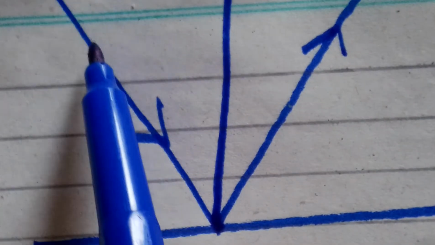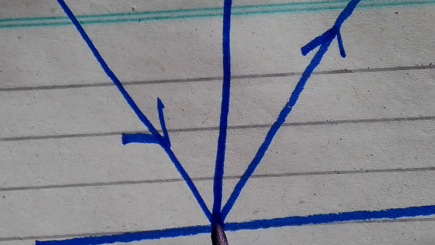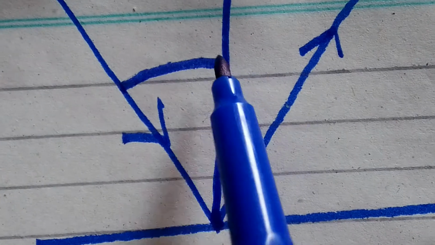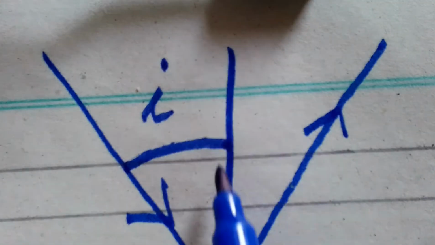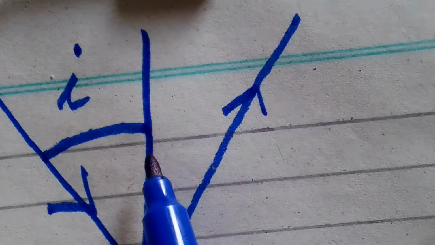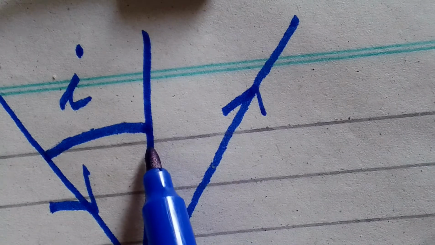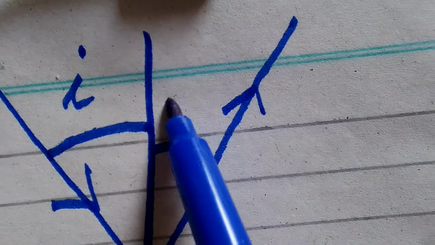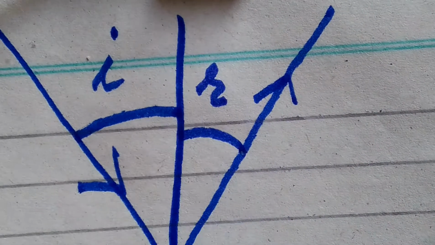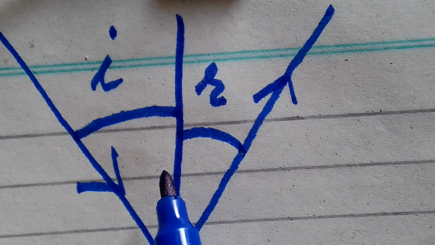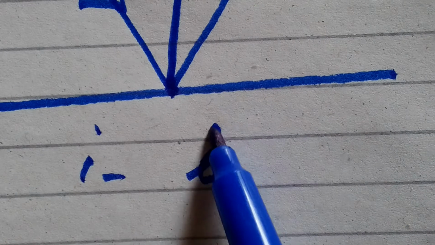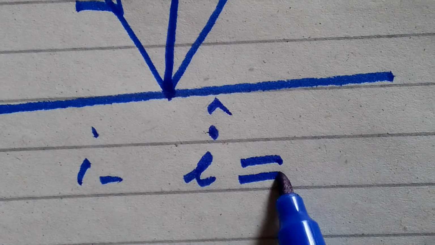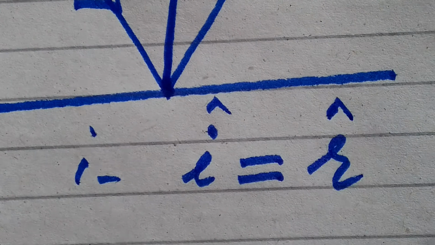Here we see these are the incident sound waves, and these are making an angle I with the normal, and when these are reflected back, these reflected sound waves make an angle R with the normal. We note two things over here. Number one is angle I is always equal to angle R.